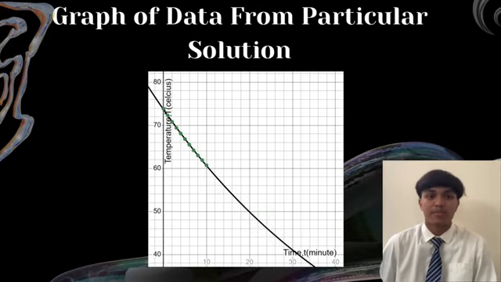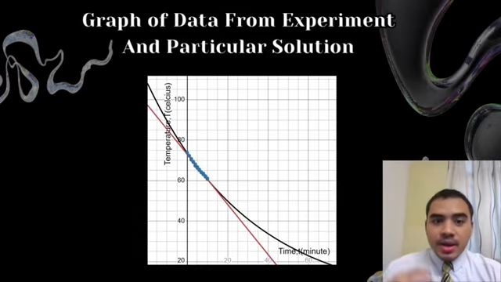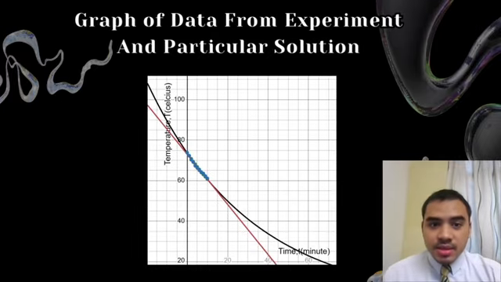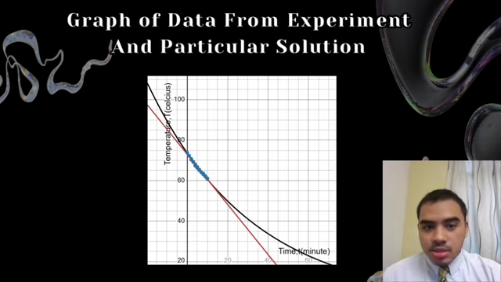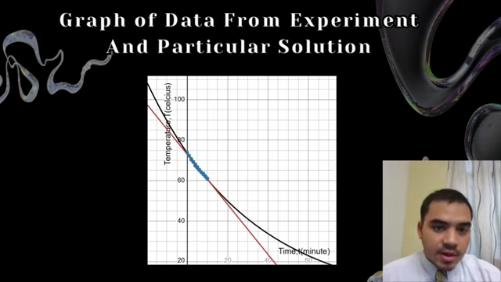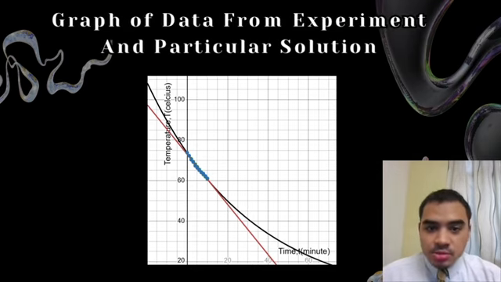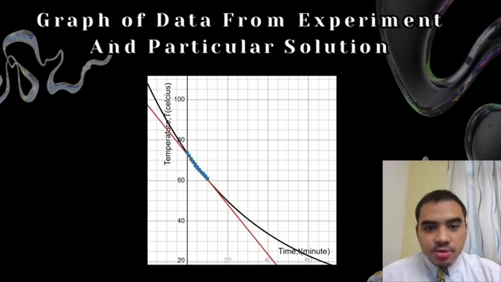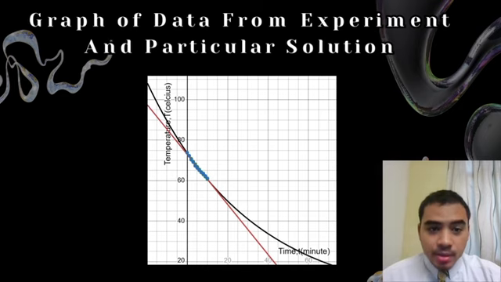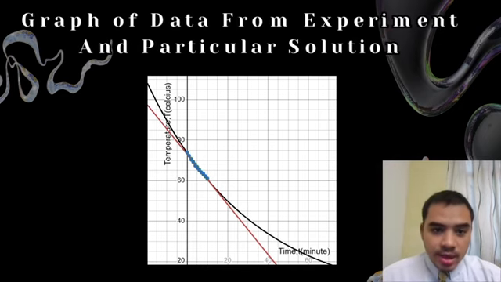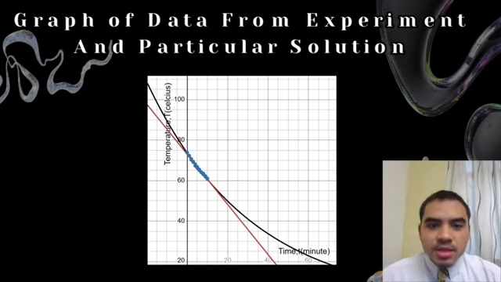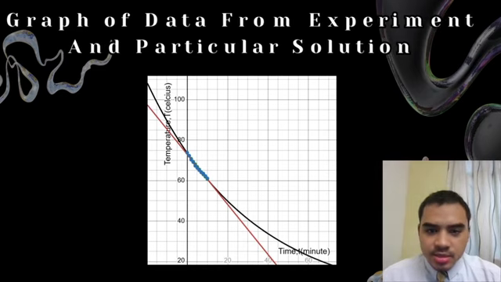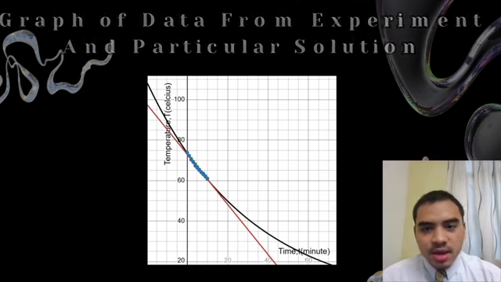This is the graph plotted from the equation that we gained from the particular solution. Comparing both graphs, the experimental data, which is the blue dots, closely follows the black curve, which represents the particular solution of Newton's law of cooling. This shows that the cooling follows an exponential pattern, not a straight line like the right one. Therefore, the theoretical model fits the real data better than the linear approximation.